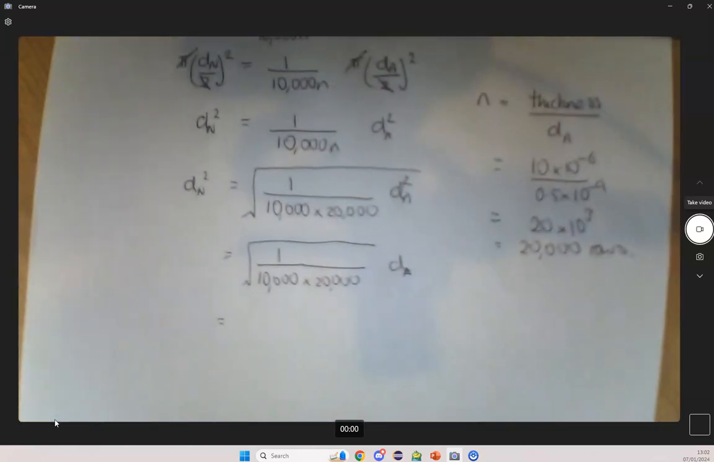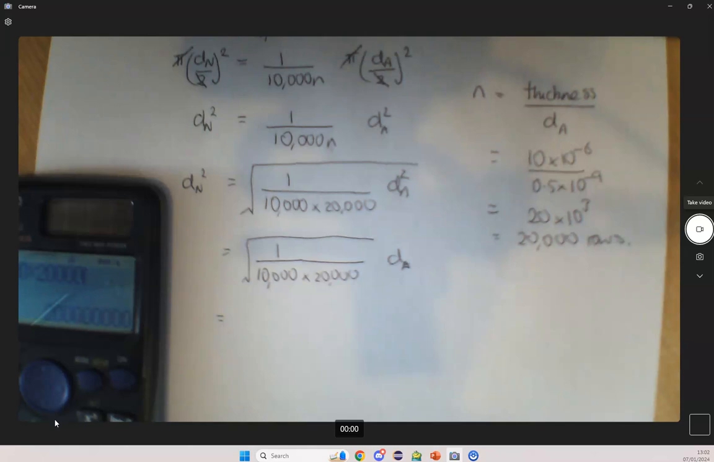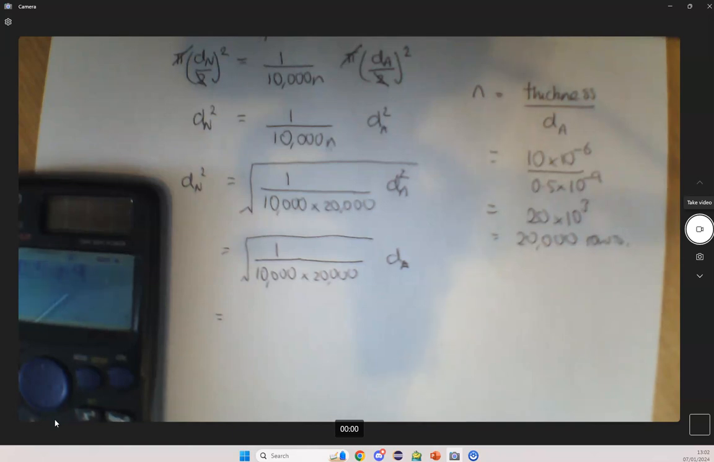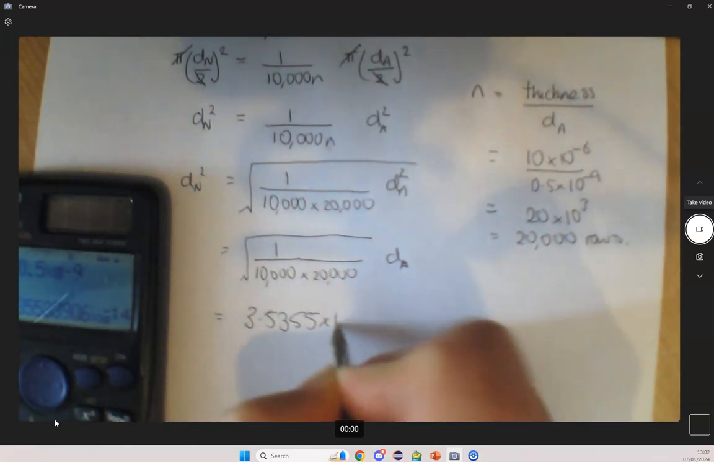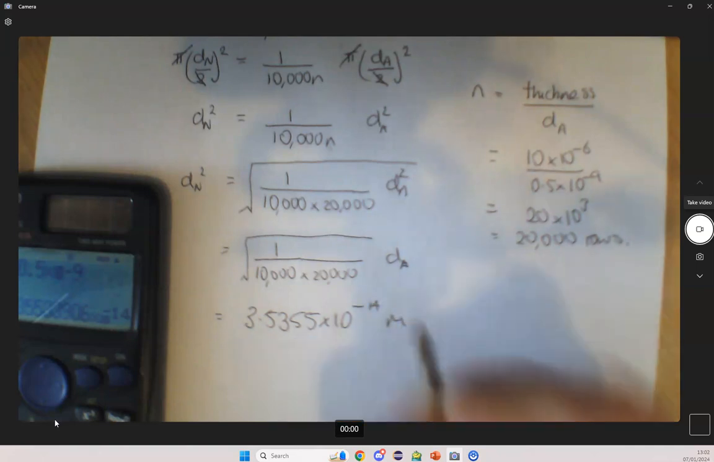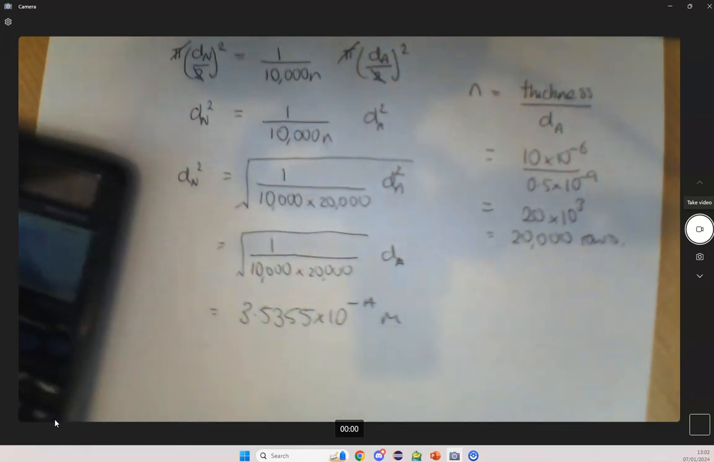At this point, if I substitute those numbers into my calculator, I've got 10,000 multiplied by 20,000, 1 divided by that answer, square root of that, times dA, which is 0.5 times 10 to the minus 9, gives me an answer of 3.5355 times 10 to the minus 14 meters for the diameter of this nucleus.